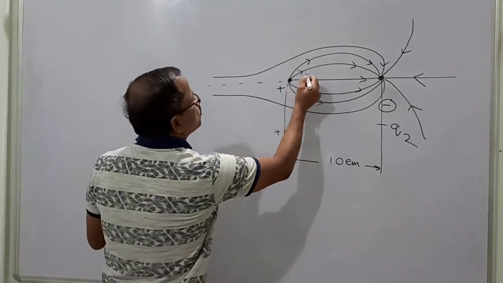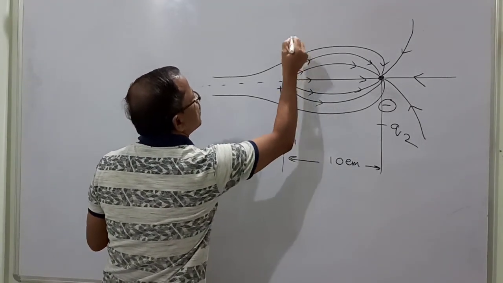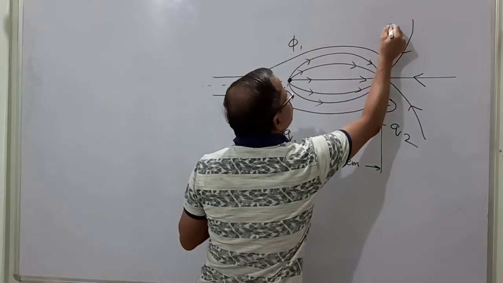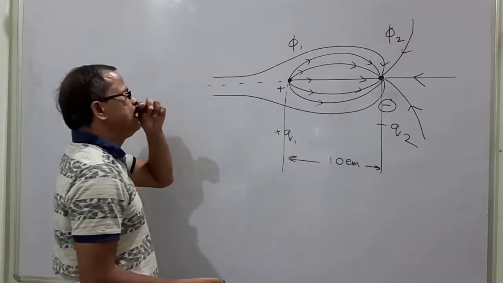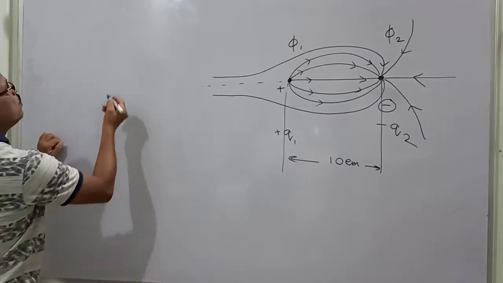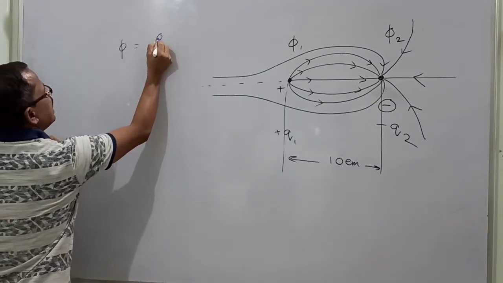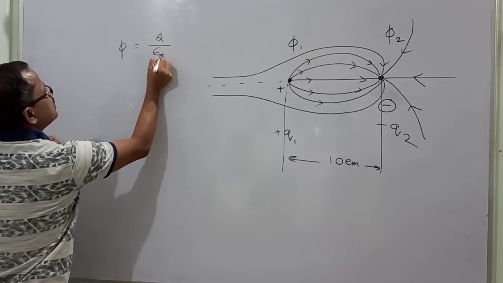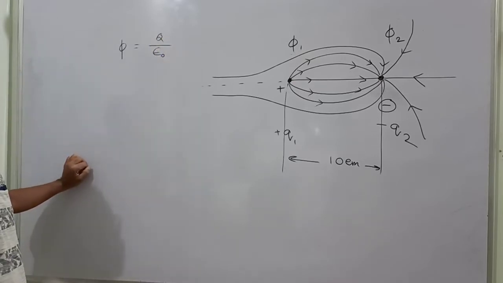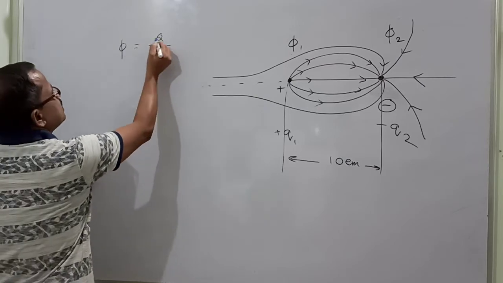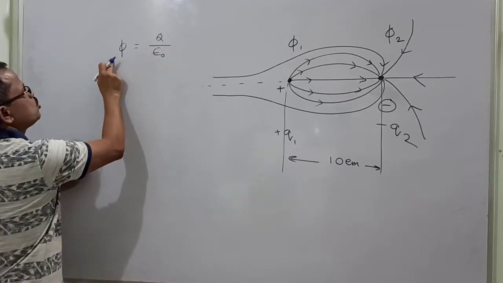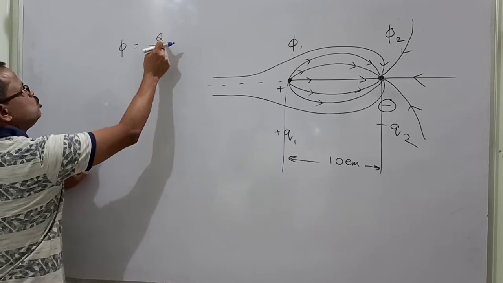Now the lines of force here are equal to phi 1, and here the number of lines of force is equal to phi 2. These are the lines of force. So now you know, according to Gauss law, the lines of force are defined as charge divided by permittivity. So the number of lines of force produced by a charge is equal to Q by epsilon 0.